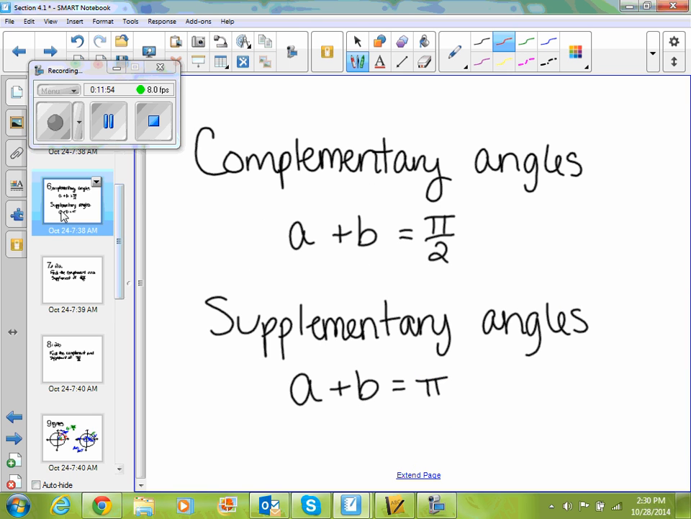The other part of what we're looking at today is complementary angles and supplementary angles, which are different than coterminal angles. A complementary angle is when your two angles add up to pi over 2. A supplementary angle is where your two angles add up to pi. Just like in geometry, if something was complementary, then it added up to 90 degrees. This one adds up to pi over 2, which is the same thing as 90 degrees. And supplementary adds up to 180, which is the same thing as adding up to pi.